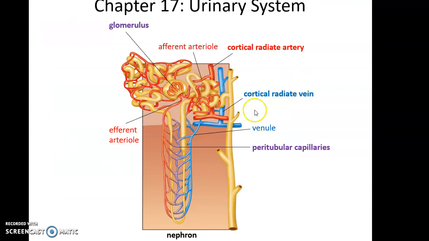So again, here's just another view. The yellow tubing is the nephron. Again, cortical radiate artery, blood arriving via the afferent arteriole enters the glomerulus, which is a capillary bed that is inside part of the nephron, and then blood exits via the efferent arteriole and enters the peritubular capillaries, and then from there, the venules to the cortical radiate veins, etc. And that is it for this part of the lecture.